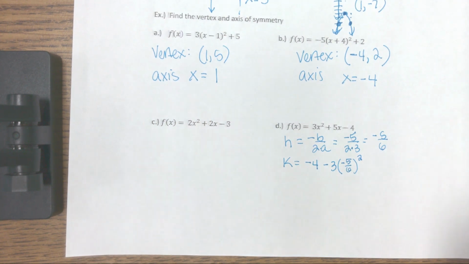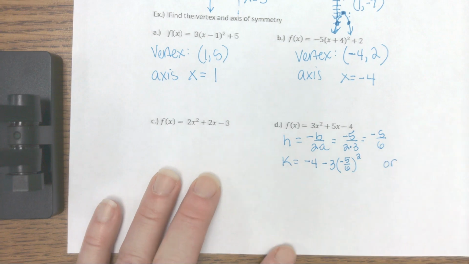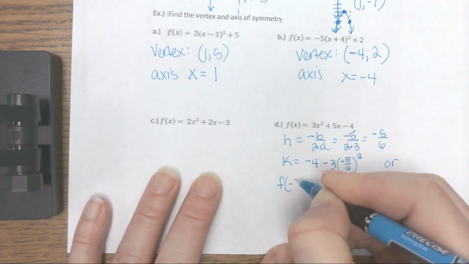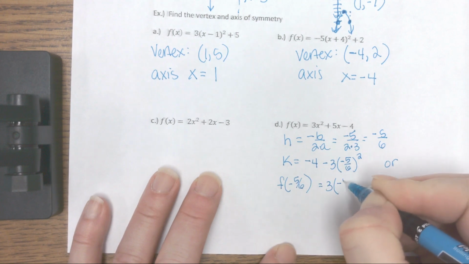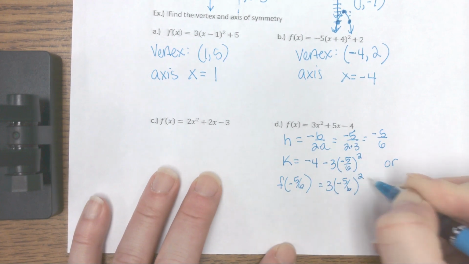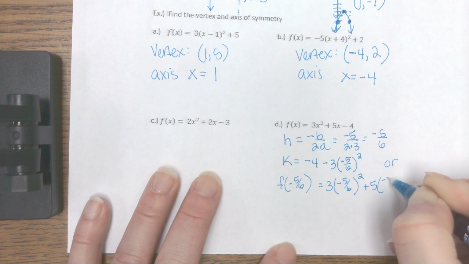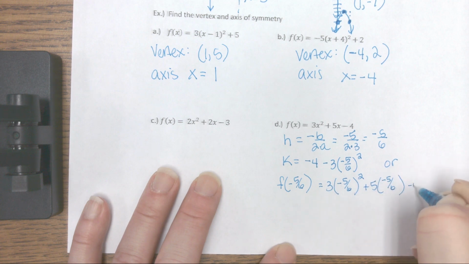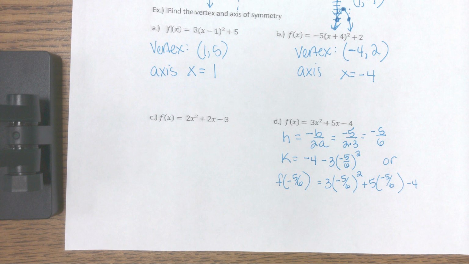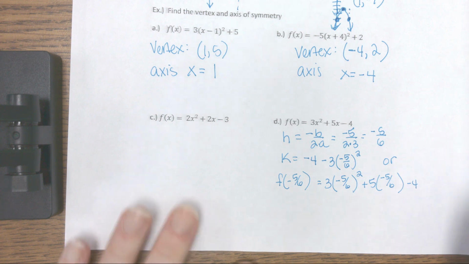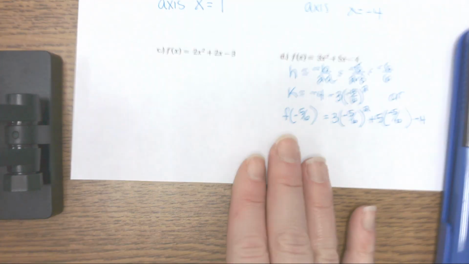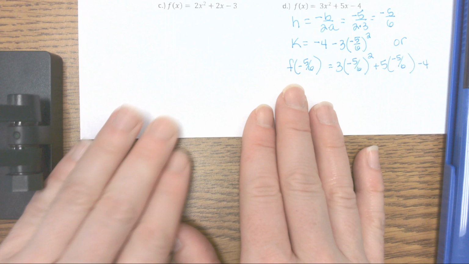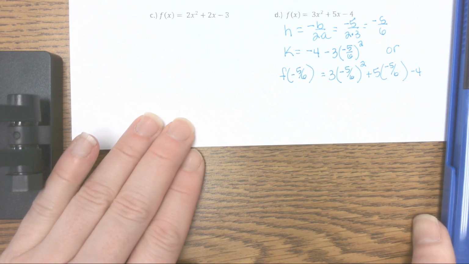Or you're going to do f of -5/6, which is you plug it in for x. I'm going to do it that way. Okay.